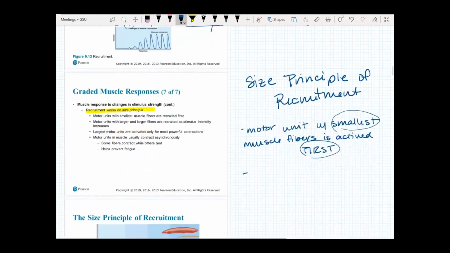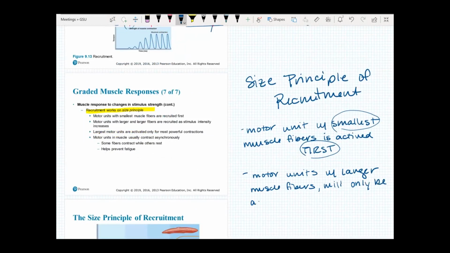And then as you keep yelling, you're going to recruit more and more. So the motor units with the larger muscle fibers are going to begin to be contracted, but the ones that are the largest will only be activated when necessary.